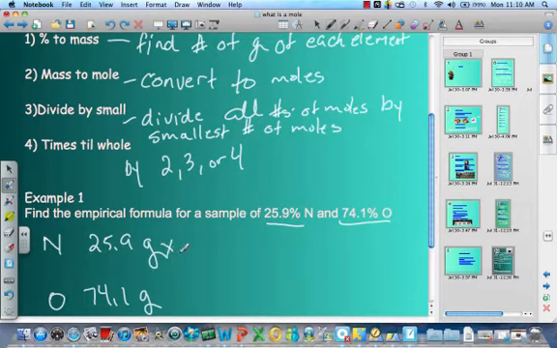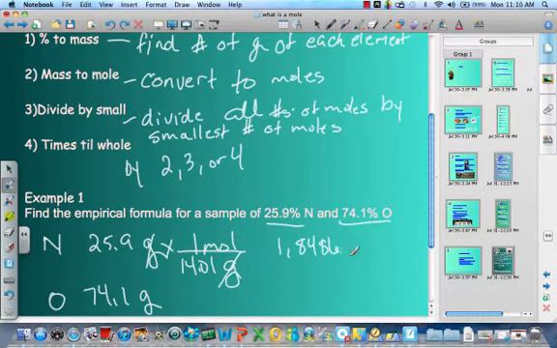So with your periodic table, let's go ahead and figure this out. Grams will go on the bottom, moles will go on the top. 1 mole is equal to so many grams, and that's my molar mass. Nitrogen's molar mass is 14.01. So with your calculator, 25.9 divided by 14.01 gives me 1.8486. I know it seems like a lot of decimal places, but really you don't want to round these too much because that will mess up your calculations.